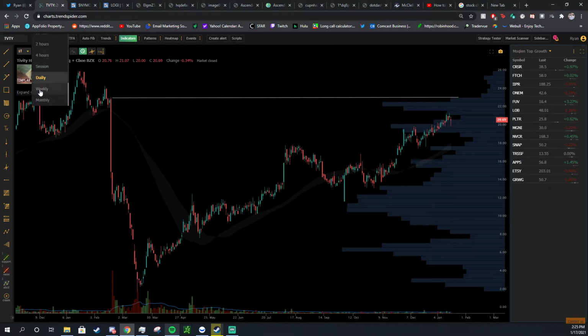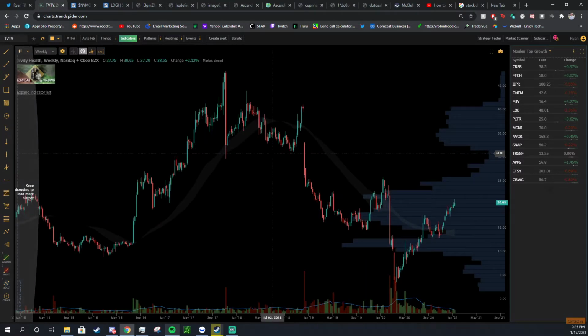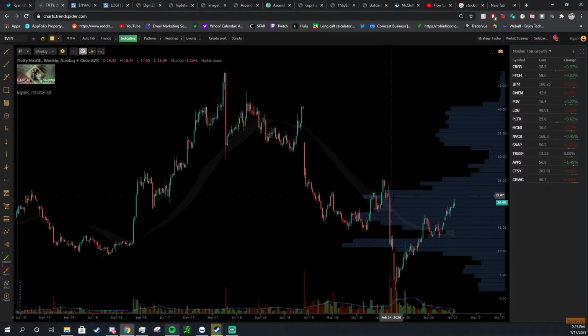Let's go ahead and take a look at the weekly for this. Yeah, we did get a crossover of the 50 MA. In terms of the weekly here, this isn't a very promising chart in my opinion. Are there short-term opportunities? Sure, of course, there are short-term opportunities on every stock. But in terms of a long-term investment, this history would scare me personally.